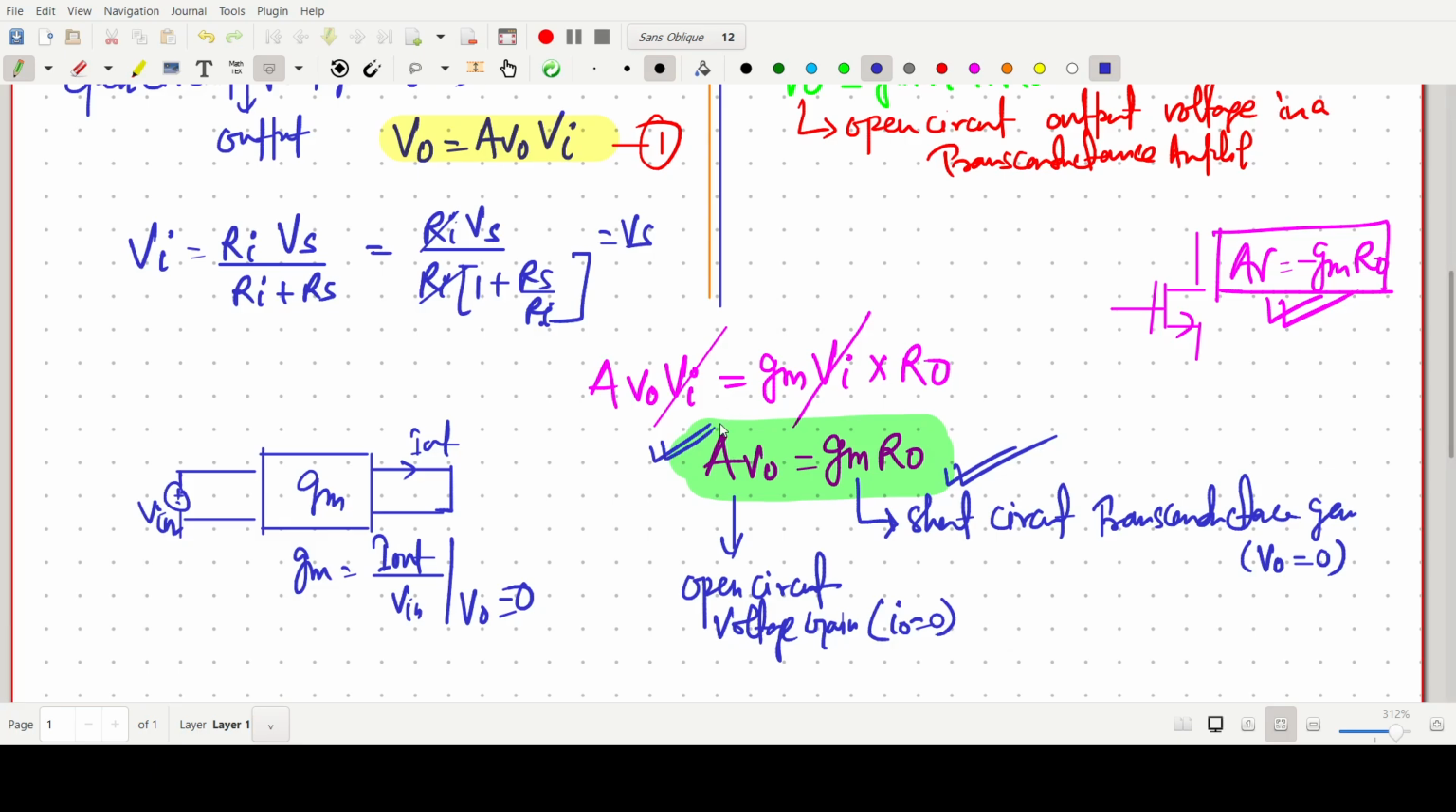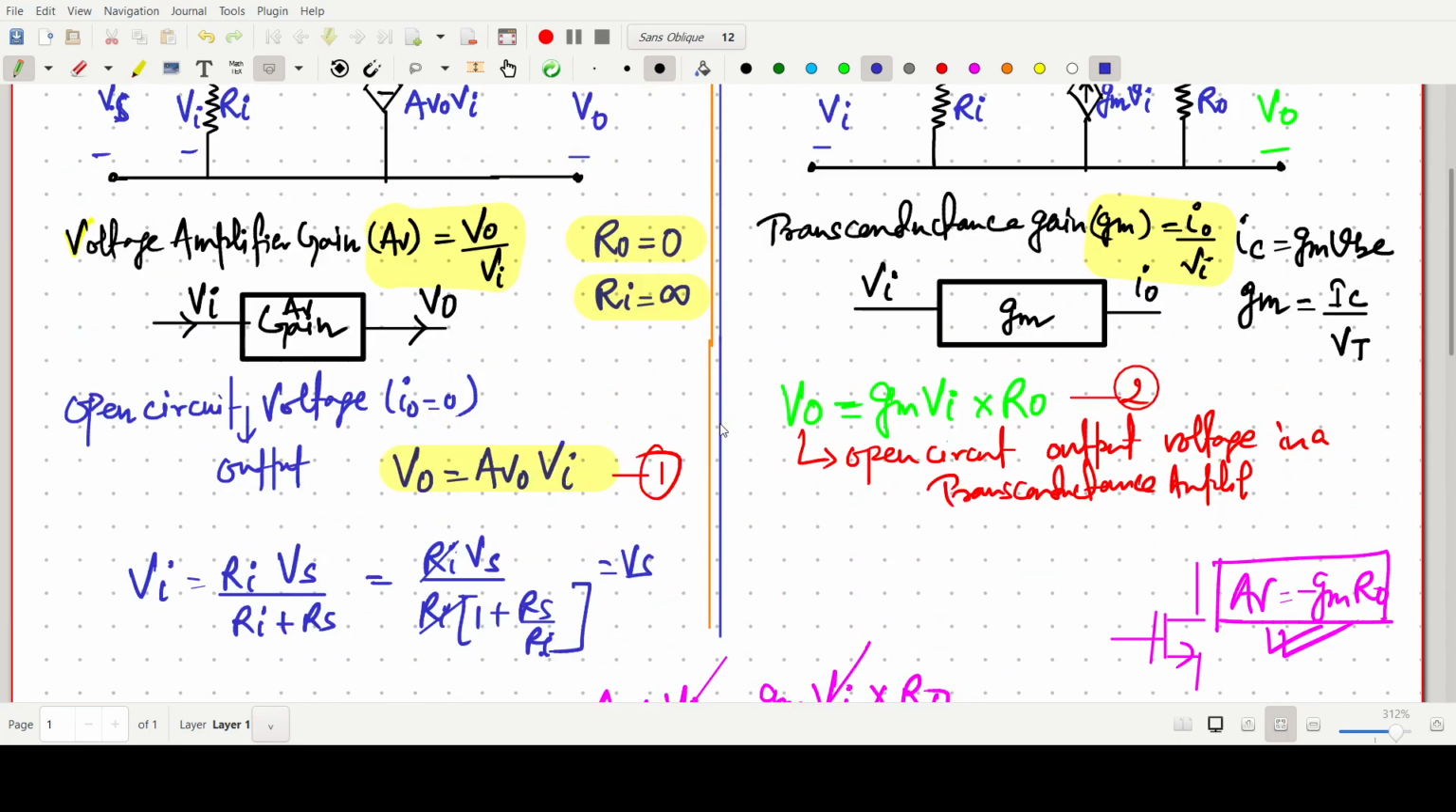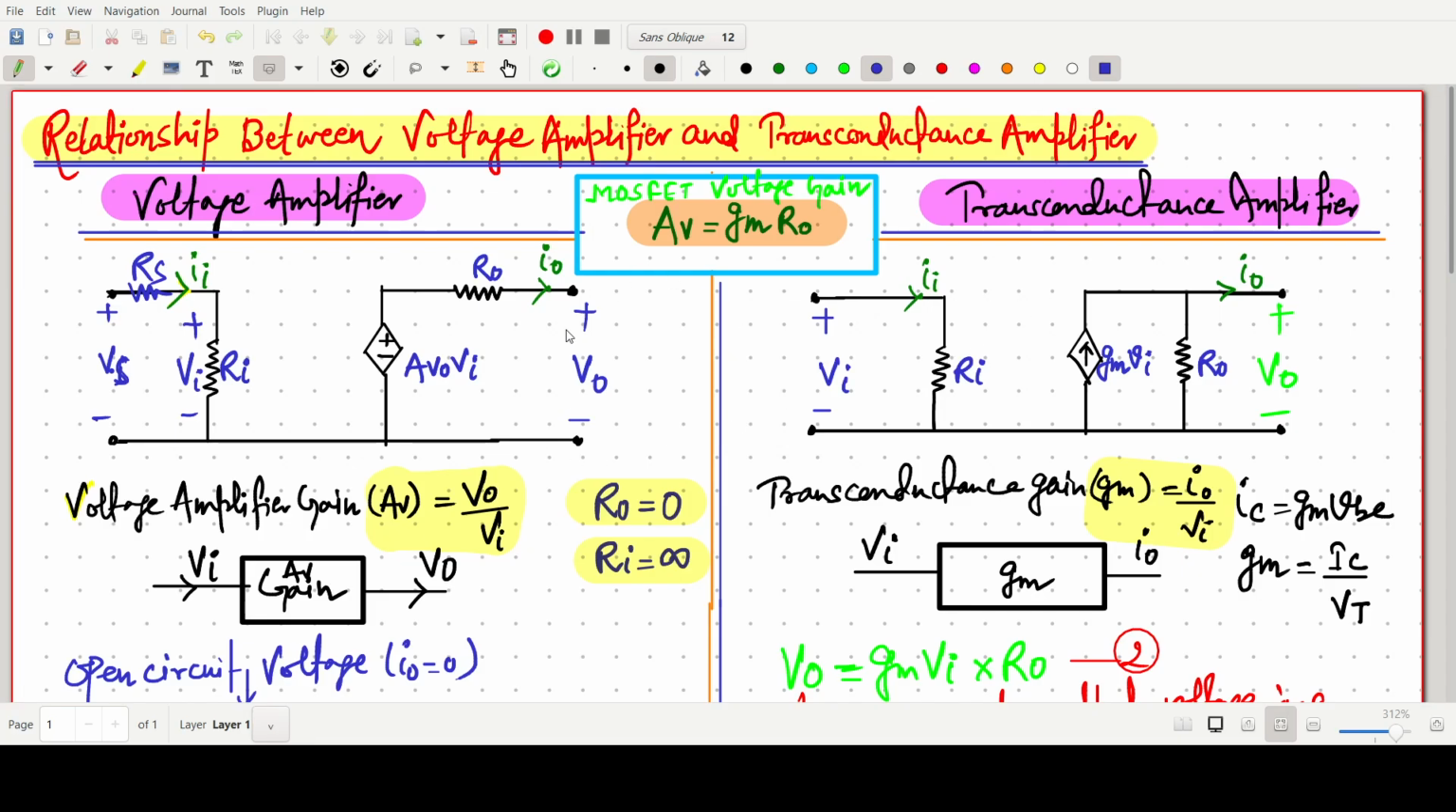So now I think it is clear. AV naught equals Gm R naught. So this is all about this simple video about the relationship for the voltage amplifier, that AV equals Gm times the output resistance.